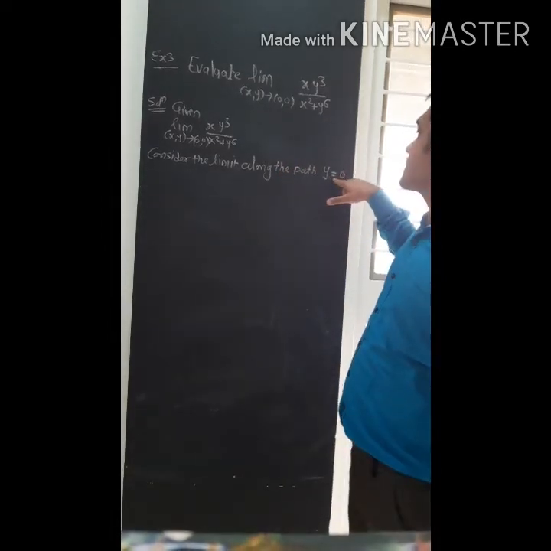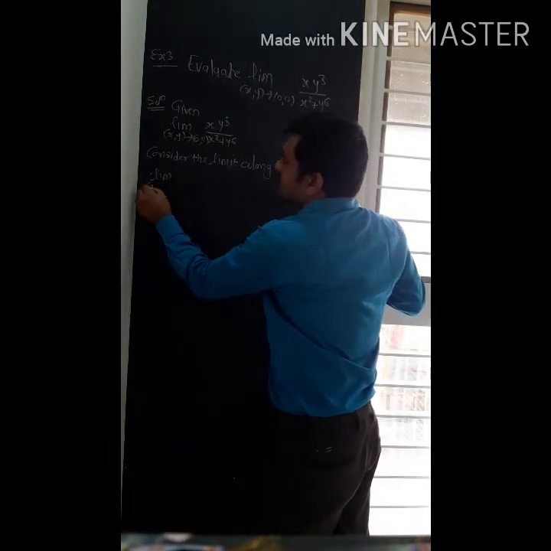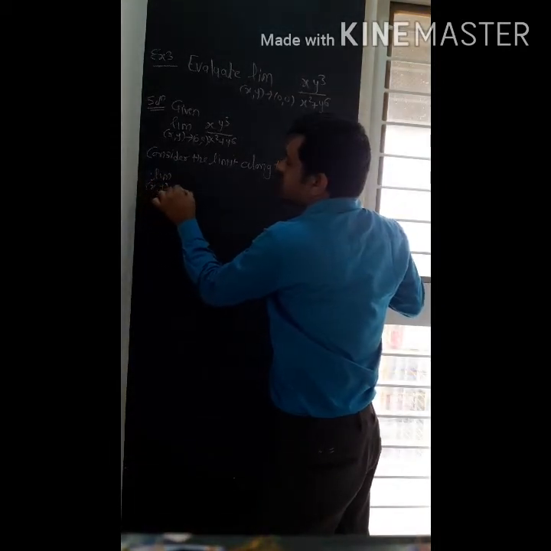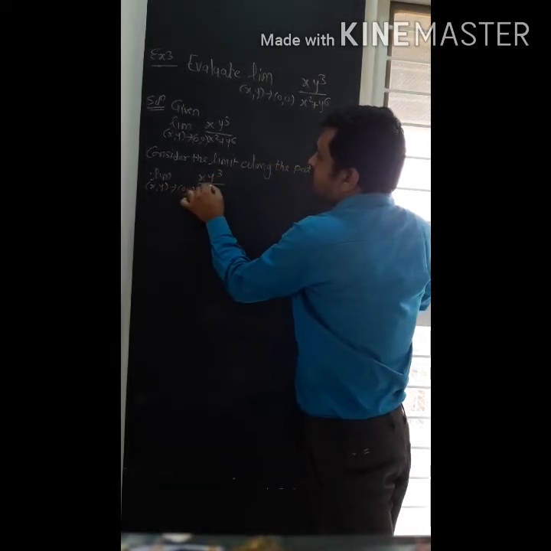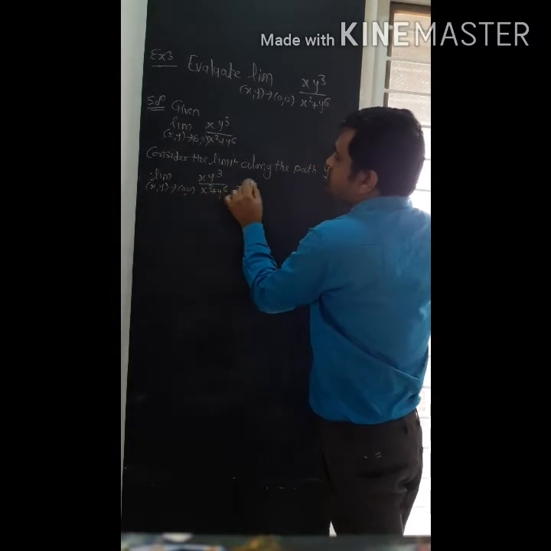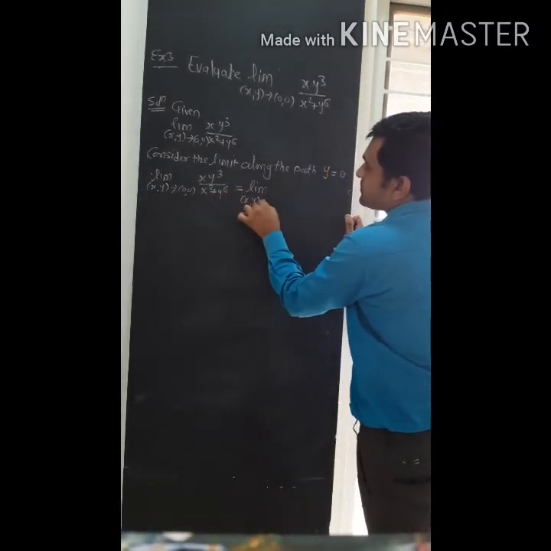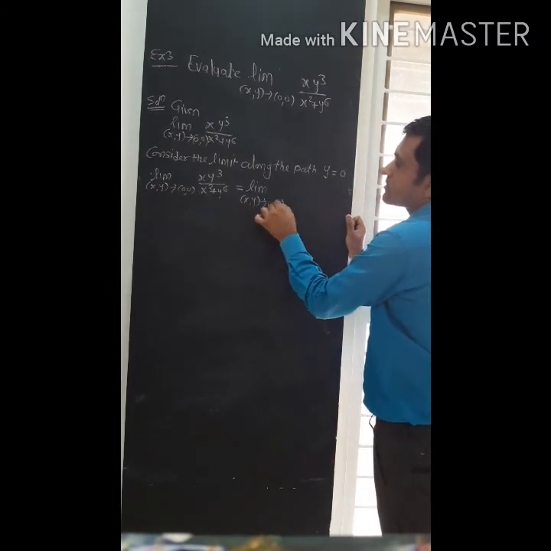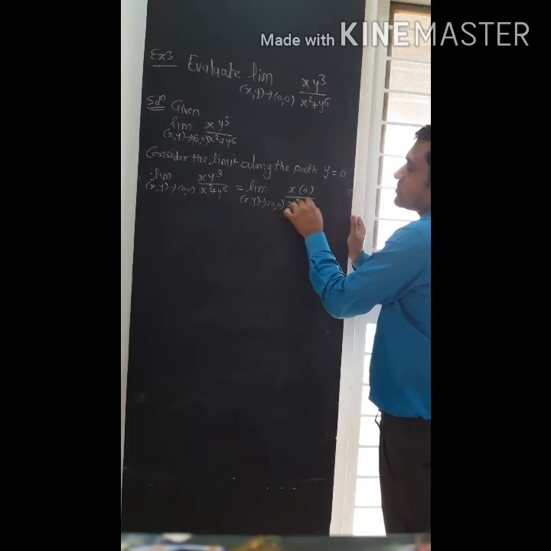If you put y is equal to 0, then the limit becomes limit (x,y) tends to (0,0) of xy cube upon x square plus y raised to 6 is equal to limit (x,y) tends to (0,0) of x into 0 upon x square plus 0.